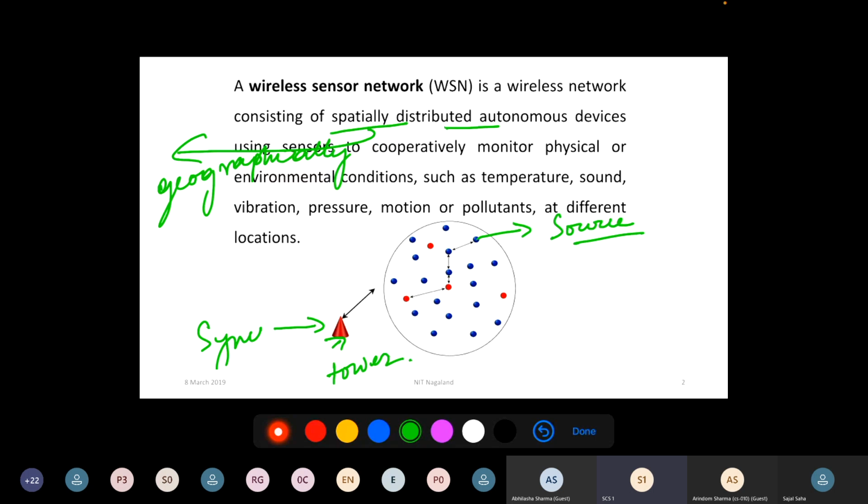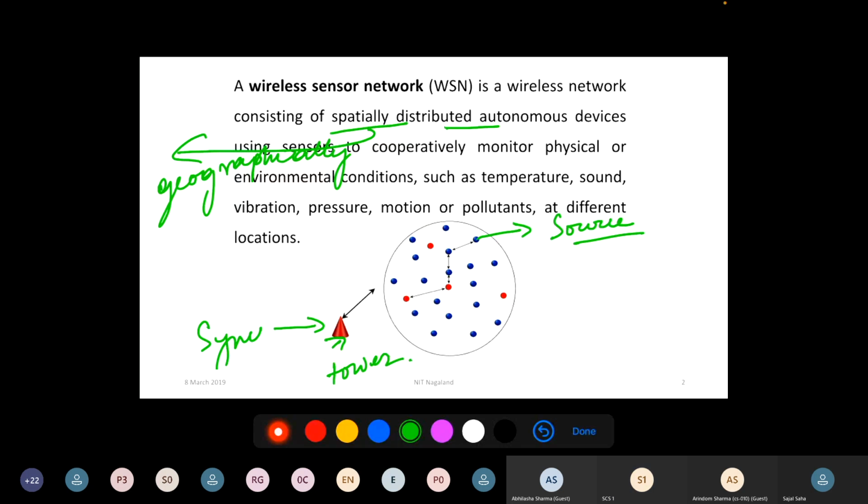Each of the devices, why are they called autonomous devices? Because these devices' battery power is set up by those devices. They are harnessing the power by themselves. They are generating the power by themselves, and they don't depend on anybody. That is why they are called autonomous devices.